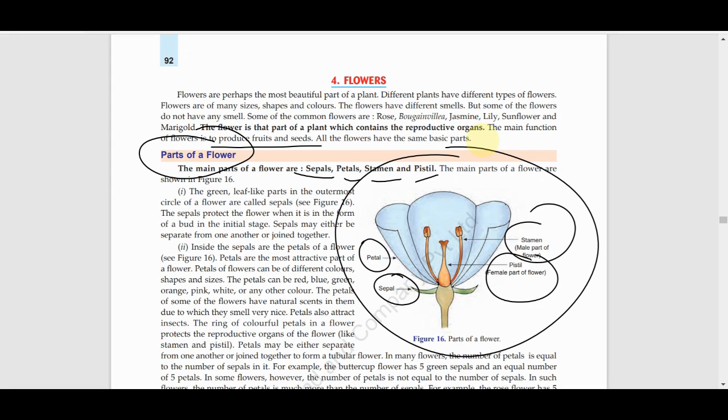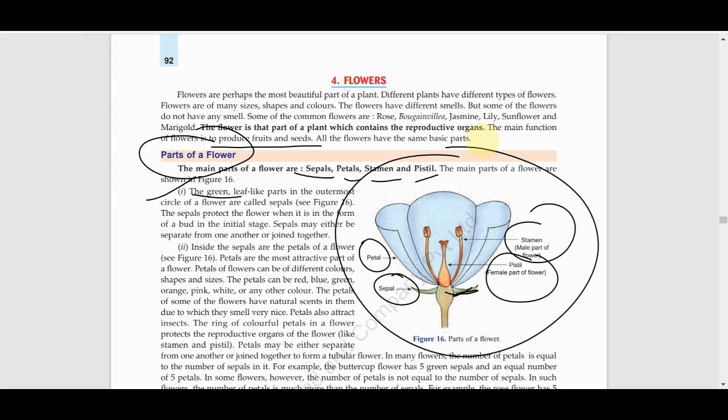So you have to remember the sepals. Sepals are the green, leaf-like parts of the outermost circle of the flower. Sepals are leafy structures because they are green, and they cover and protect the petals. If the flower has not completely grown, it is protected by the sepals in the initial stage. After it grows, the petals come out from the sepals, and the sepals just move back.